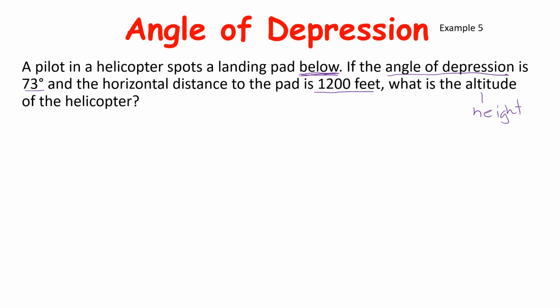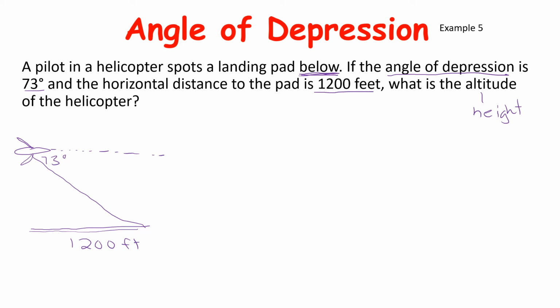So we can draw our helicopter. I know this does not look like an airplane, but that's what it is. Okay, he's looking at the landing pad below. So this is my landing pad here. All right. The angle of depression is 73 degrees. So here, that is going to be 73 degrees because this would be my horizontal line. And the horizontal distance to the pad is 1,200 feet. So horizontal, of course, would be from left to right. So that would be 1,200 feet, right? What is the altitude of the helicopter?